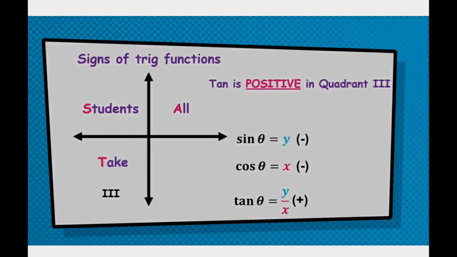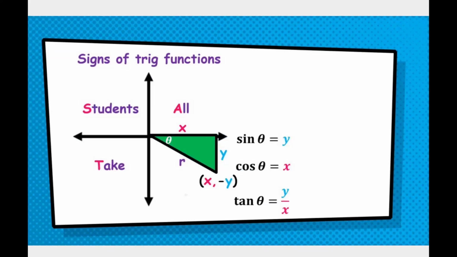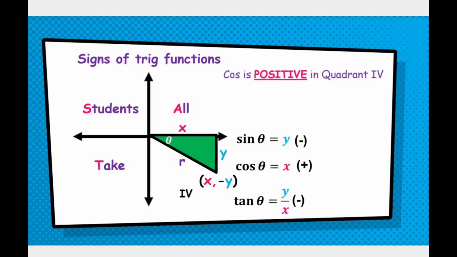And that's where this comes from. All students take. So let's look at the last one, quadrant 4. X is positive, Y is negative. So a negative divided by a positive is negative. So here in quadrant 4, cosine is the only positive trig function.